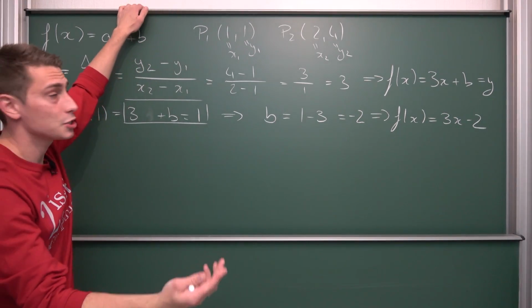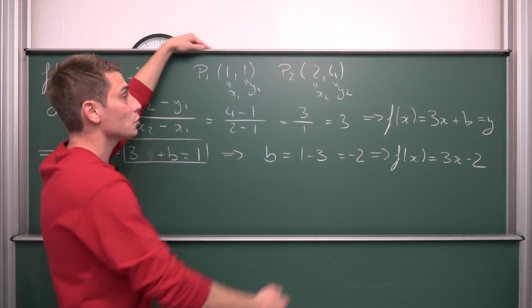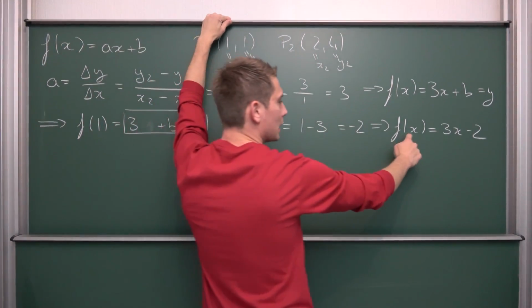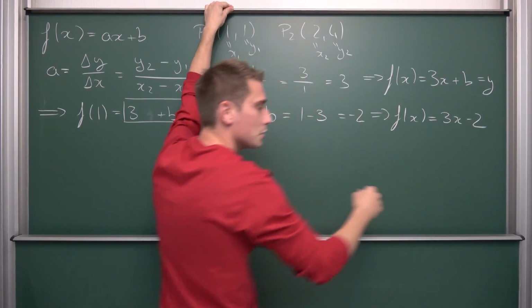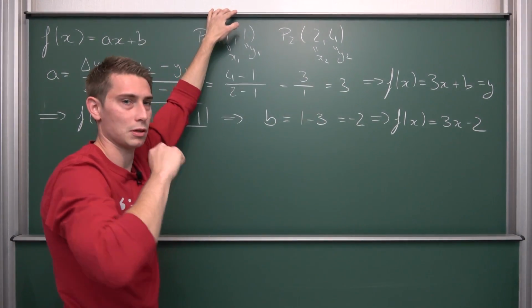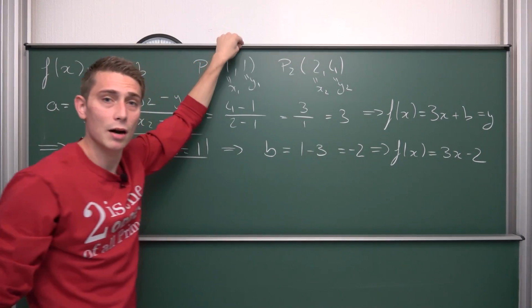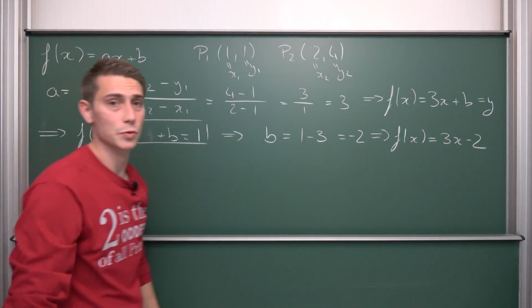And this is it. And now you can check if your answer is okay, because if we were to plug in 2 into here, f of 2 is 3 times 2, this is 6 minus 2, which is going to give us 4, which is exactly the y value of the point 2. And this is good, this was really easy, right?